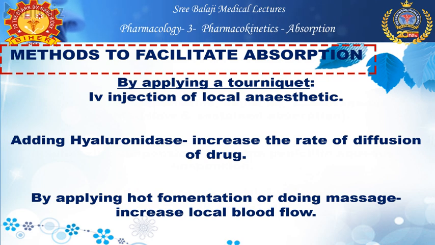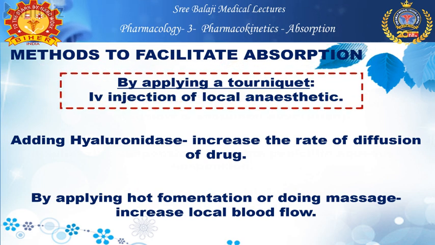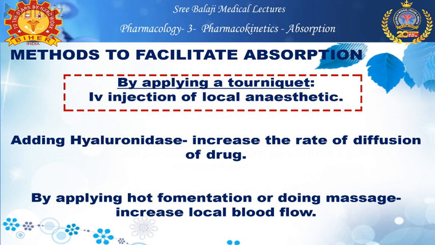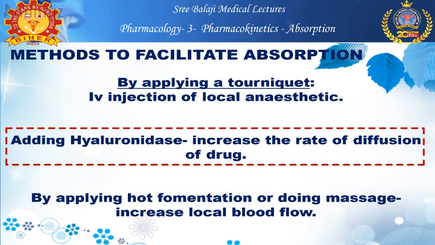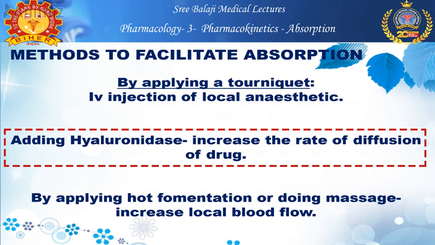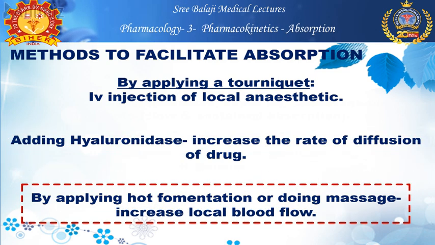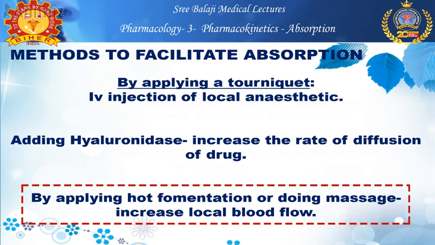So now, methods to facilitate absorption. How to increase the absorption? By applying a tourniquet. In case of applying a local anesthetic for a procedure in the hand or limbs, if you apply a tourniquet, the IV injection of local anesthetic will remain in that area rather than getting absorbed into systemic circulation. So the drug effect can be increased by this procedure. And adding hyaluronidase increases the rate of diffusion of a drug. Then also applying hot fomentation or doing a massage increases the local blood flow, thereby the absorption of the drug can be improved.